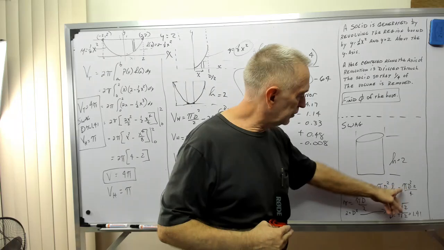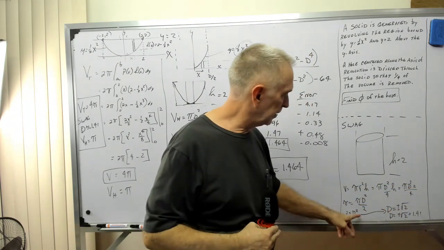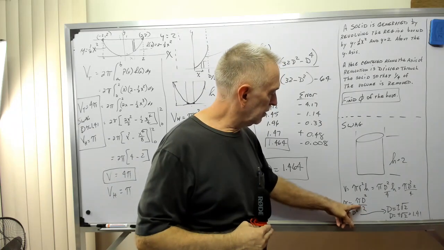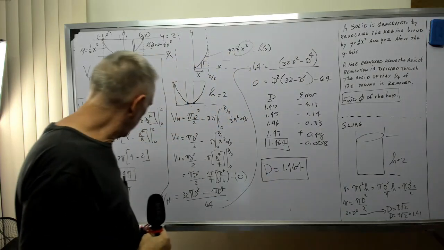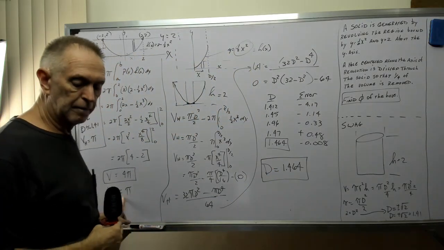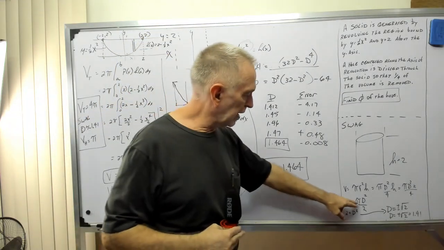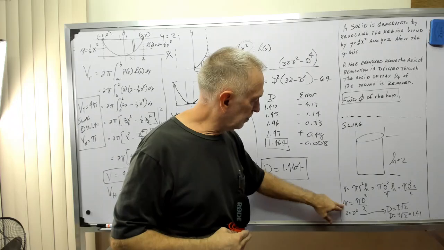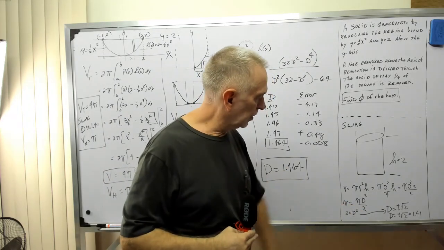So if h is 2, I have pi d squared times 2 over 4, which gives me pi d squared over 2. Now, that's the volume of the hole, but we know the volume of the hole is pi. So I can set pi equals pi d squared over 2. Divide out the pi, and then multiply by 2, I have 2 equals d squared.